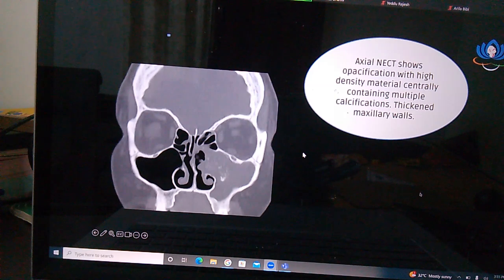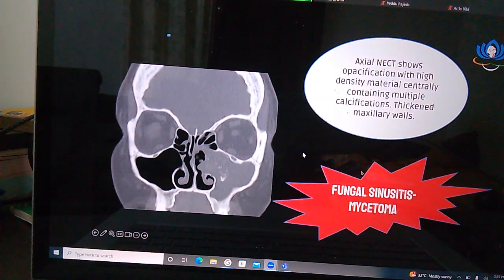Here, this is coronal, not axial, and it shows opacification with high density material centrally containing multiple calcifications, and thickened maxillary sinus walls and expanded walls also. So that means this is mainly fungal sinusitis or mycetoma. Okay, so we have to remember this.